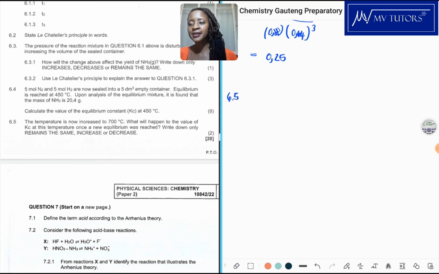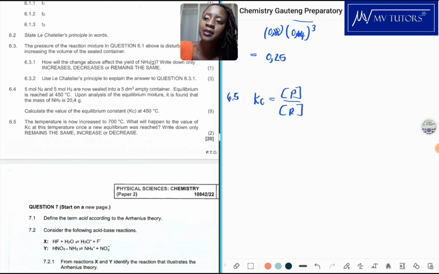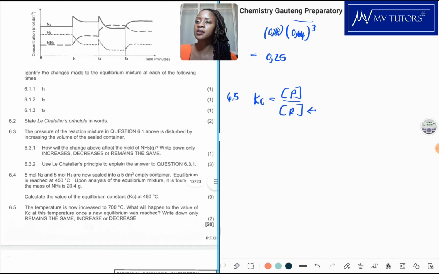The temperature is now increased to 700. Okay, what will happen to the value of Kc at this temperature once a new equilibrium was reached? Write down only, remains the same, increase or decrease. Remember the Kc value, guys. It's the concentration of products over the concentration of reactants. So we are particularly interested in what's happening to the reactants when the temperature is increased.